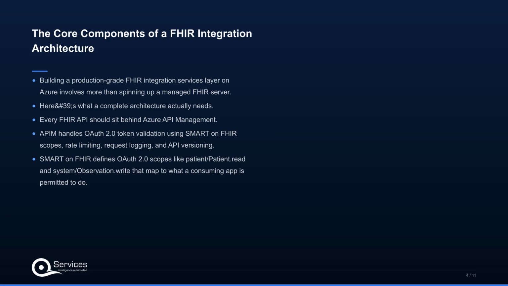hard to untangle later. SMART on FHIR defines OAuth 2.0 scopes that map to what a consuming app is permitted to do. Azure Entra ID handles token issuance. APIM validates the tokens before forwarding requests to the FHIR server. The Microsoft Azure Health Data Services documentation covers the full OAuth flow in detail, but the short version is, no valid scope token, no access to PHI.